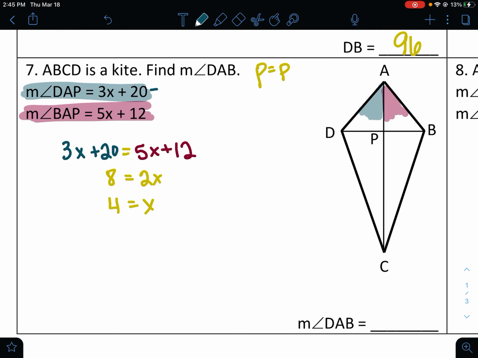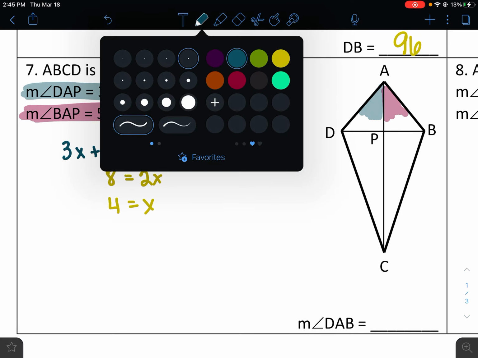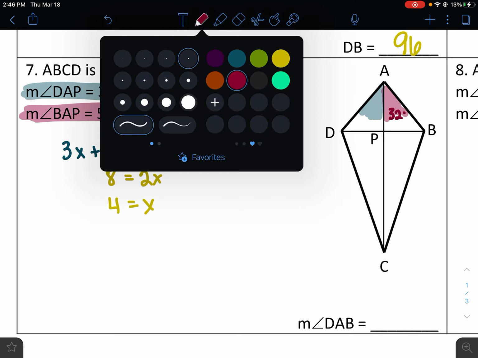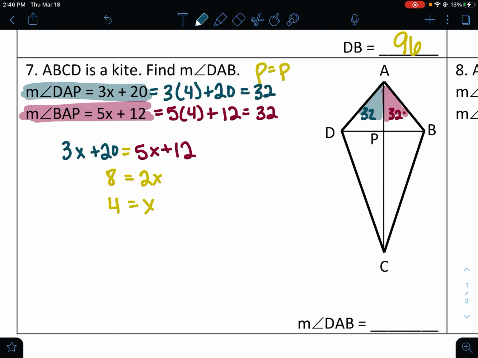As usual, don't forget this step. Okay, so 3 times 4 is 12. Let's see, 12 plus 20 is 32. And for here, we got 5 times 4, which is 20. 20 plus 12 is also 32, again. So both of these angles are 32 degrees. So that's 32 degrees. And that's 32 degrees.